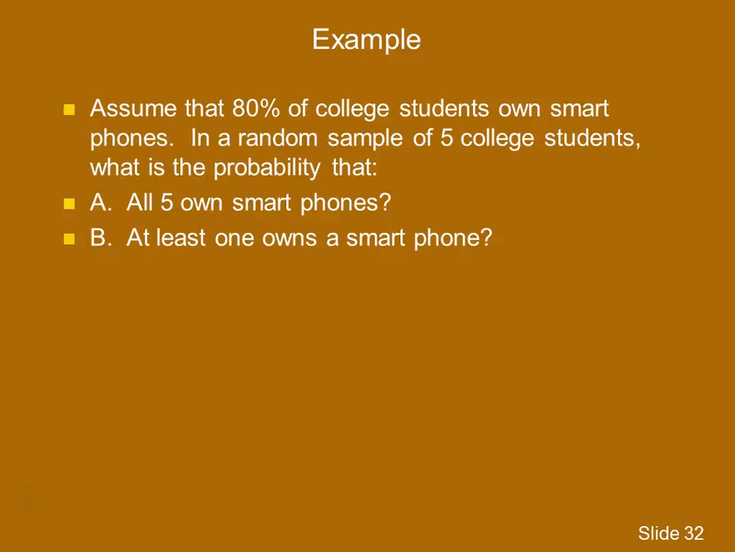Let's do one more example. Assume that 80% of college students own smartphones. In a random sample of 5 students, what's the probability that all 5 own smartphones, or that at least one owns a smartphone? Now here we're not going to work out the entire distribution, we're just going to solve parts of the distribution. Let's start with part A, all 5 owning smartphones.